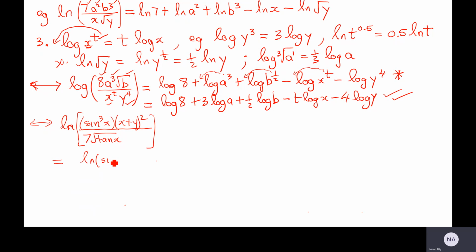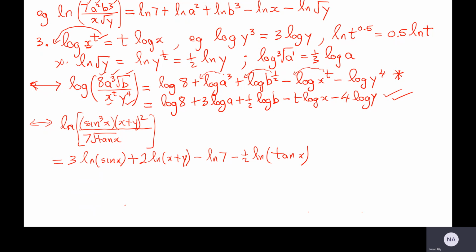Ln sine x, but sine of x is cubed, so that will be 3 ln sine of x, plus ln of x plus y, and that's x plus y squared. The 2 comes to the front: 2 ln of x plus y, minus the ln of 7, and square root of tan x is in the denominator, so it's minus, and the square root is a half ln of tan of x.